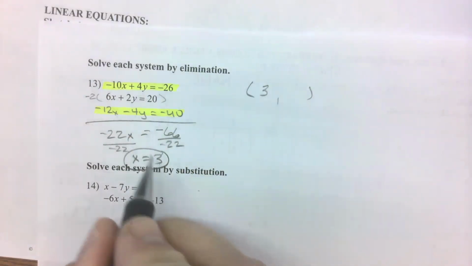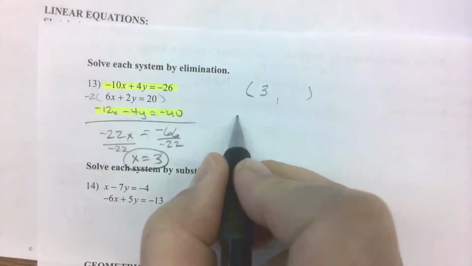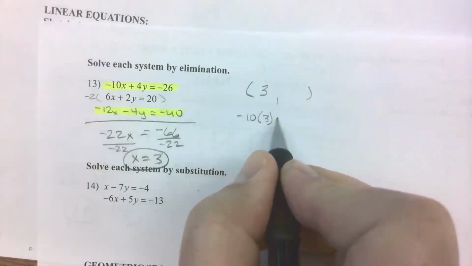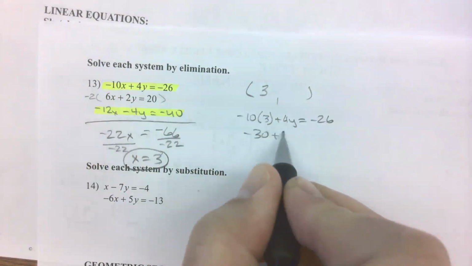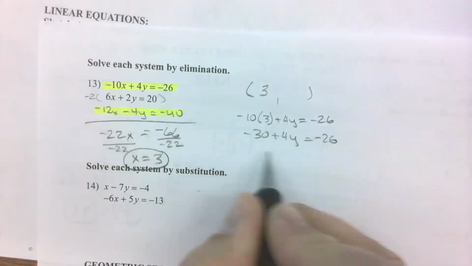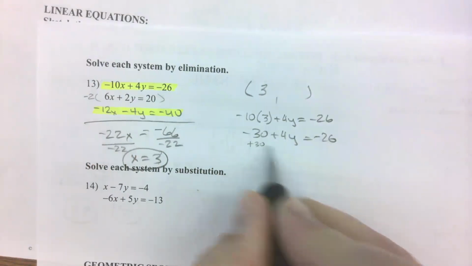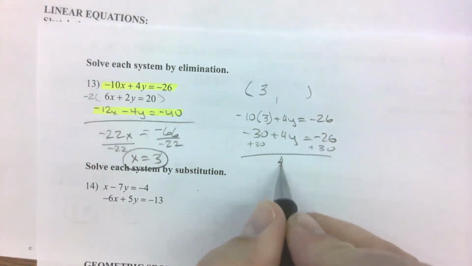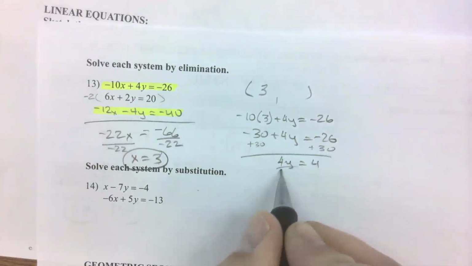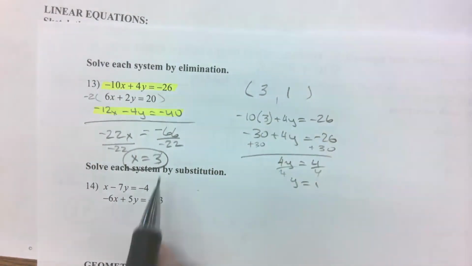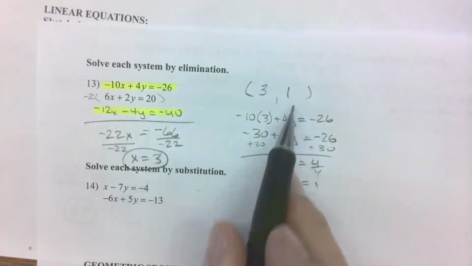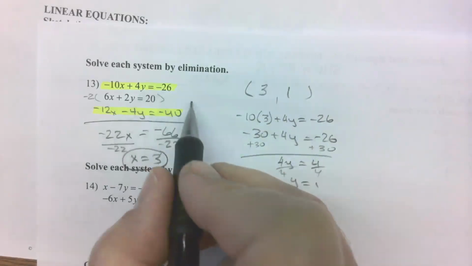So I'm going to take this x value and plug it into this first equation. Negative 10 times 3 plus 4y is equal to negative 26. Negative 30 plus 4y is equal to negative 26. Add 30 to both sides. 4y is equal to 4, divided by 4, and I get y is equal to 1. In other words, I'm saying that when x is 3, y is 1 for this equation.